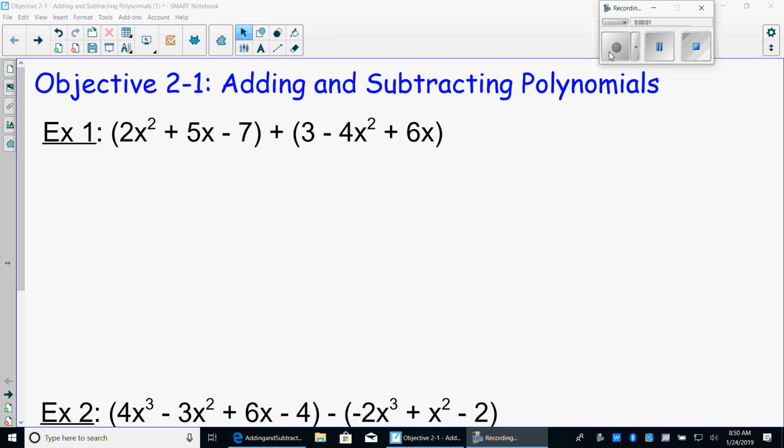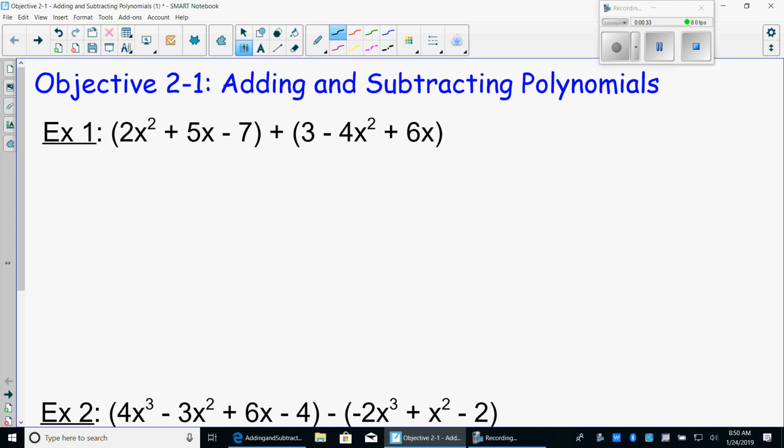All right, guys, this is going to be Objective 2-1. We are going to add and subtract polynomials today. So this should look very similar to what you were doing the other day, because when you add and subtract, you're going to add and subtract things that match, things that look alike, or what we call like terms. So if you're adding, if you wanted to, you can circle, underline, triangle things that match.